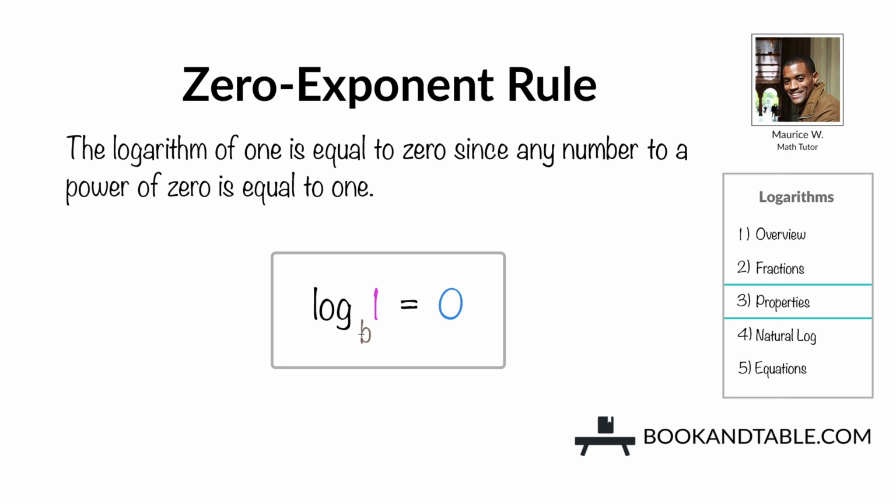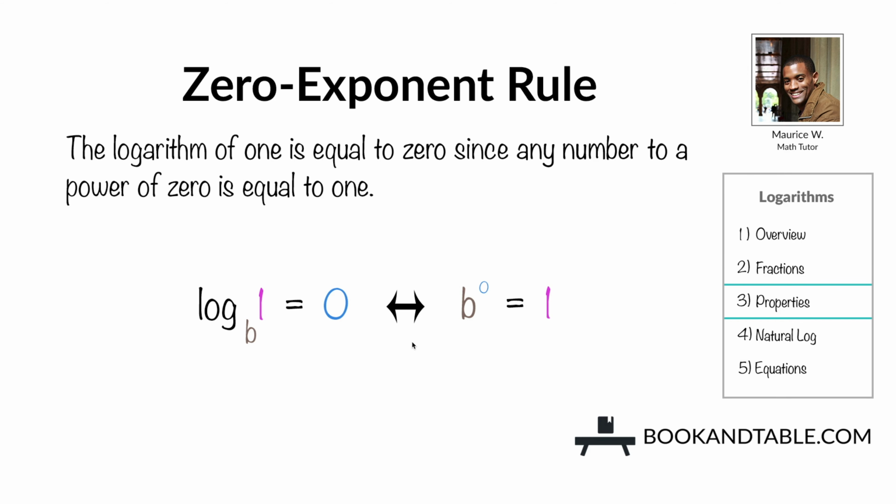If we change this from logarithm form to exponential form, it is a little bit easier to see why that is. When we do so, we'll take the base b and raise it to a power of 0. And any number raised to a power of 0 is equal to 1. So it doesn't matter what the base is. If you are finding the logarithm of 1, the answer is 0.